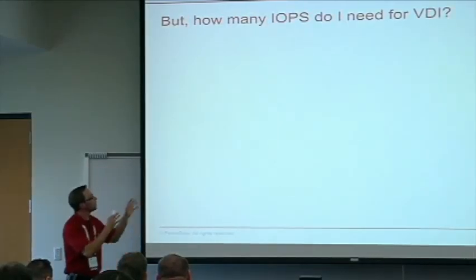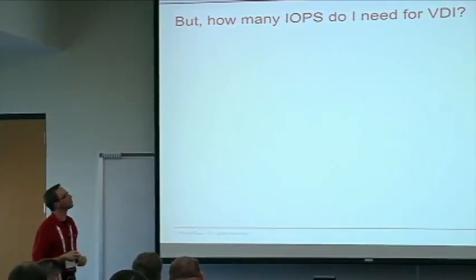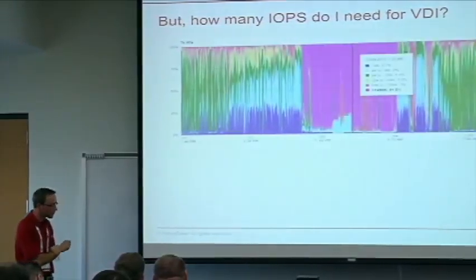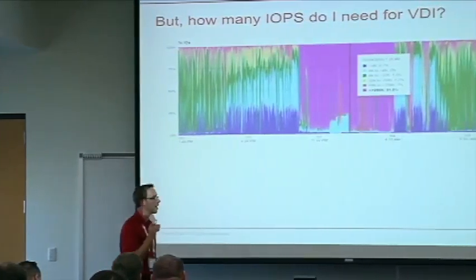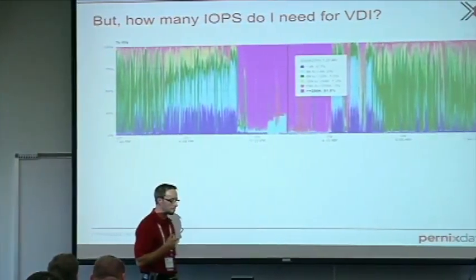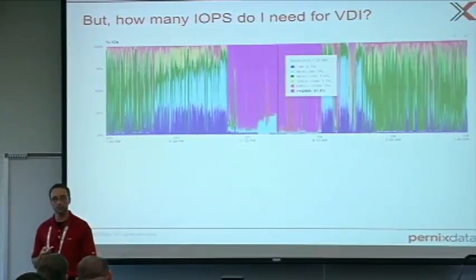Okay, but we're supposed to be talking about IOPS. So how many IOPS do we need for VDI? Well, sorry, I can't answer it just yet, because one of the other aspects of an IOP is the block size of that IOP. And unfortunately, they're not all created equal.